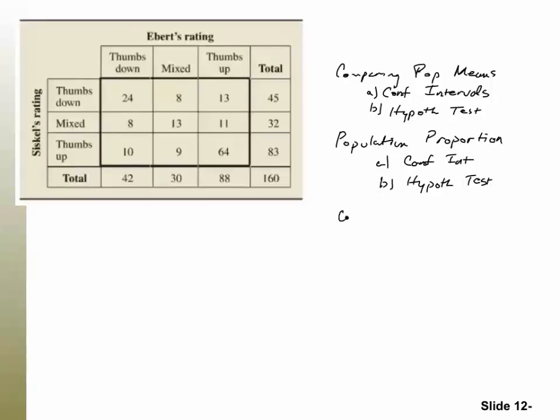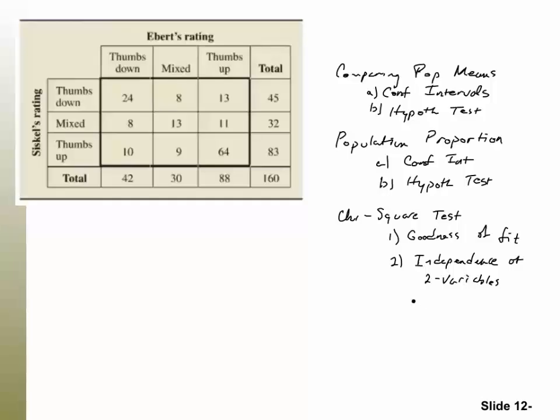And then we did chi-square test. We did goodness of fit. Right, that's when we had one variable and we were comparing data to what we expect. Goodness of fit, comparing data to what we expect. And then we had chi-square test for independence of two variables. That was the contingency table.